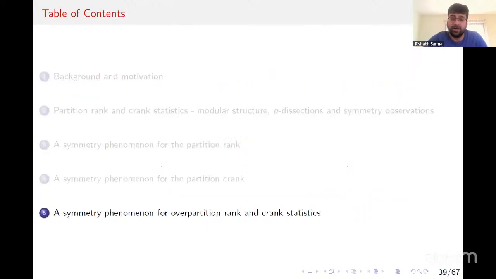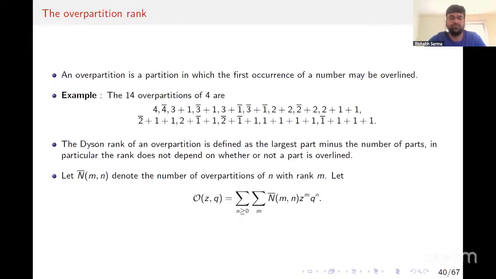That takes me to the last part of my talk, which is on the symmetry phenomenon for the overpartition rank and crank statistics, which is a new work. This is something that I think we have finished for a while, but still we are in the process of writing and submitting it. The writing part is also done, but we have just not submitted it yet, because we had found some more identities here.